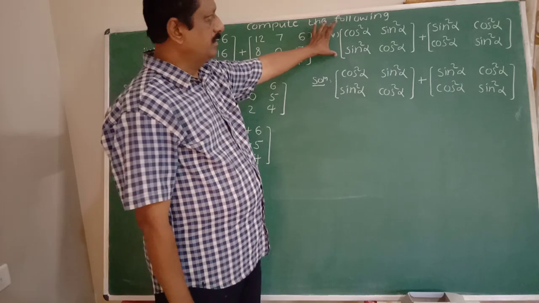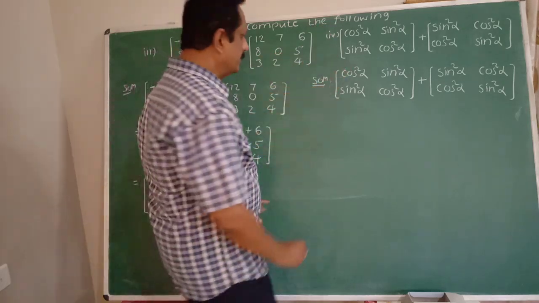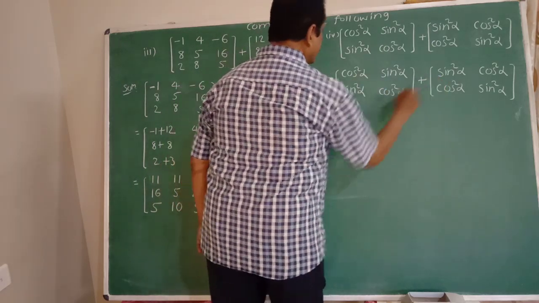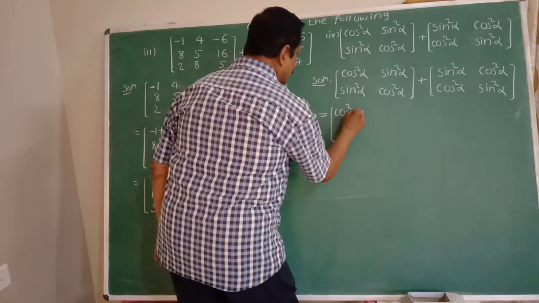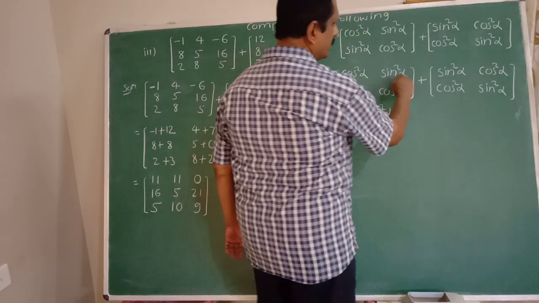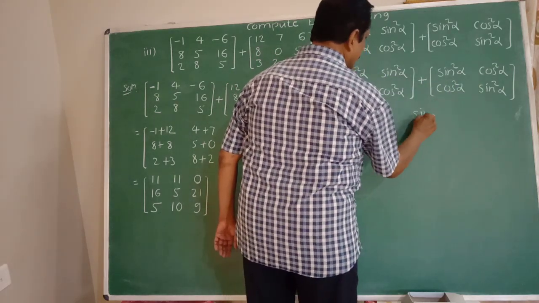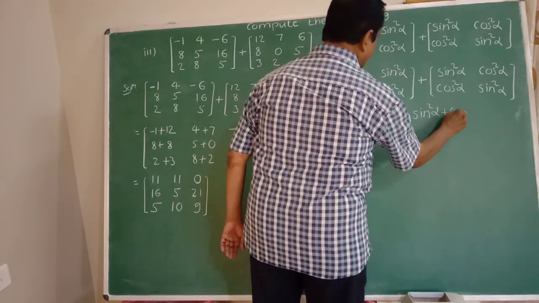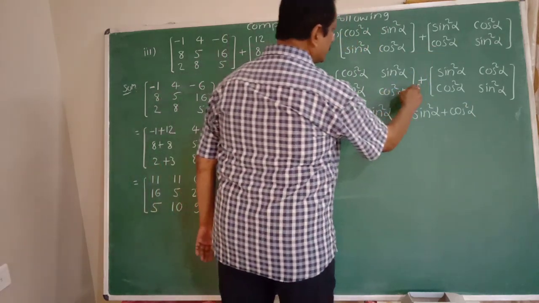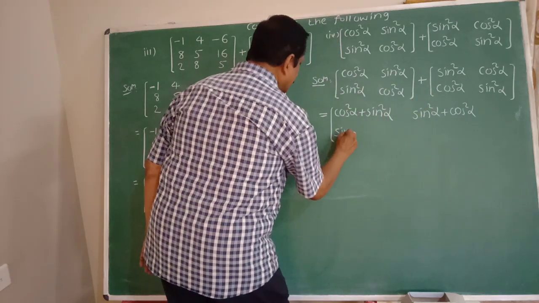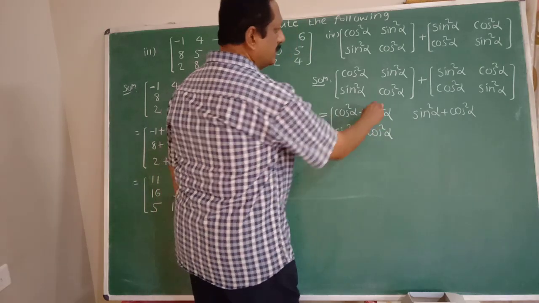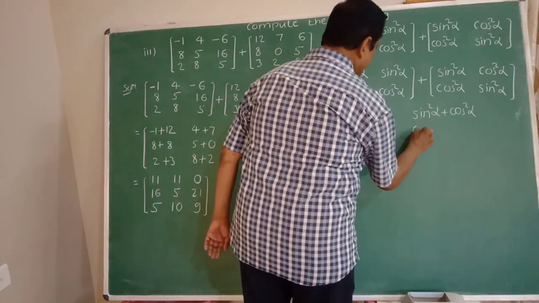So this is the next question here, the same question. Add the corresponding elements here. So this is equal to cos square alpha plus sin square alpha, sin square alpha plus cos square alpha, sin square alpha plus cos square alpha, cos square alpha plus sin square alpha.